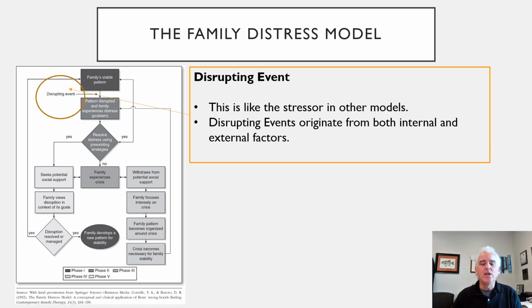So here you see we've got this disrupting event. See where that little circle is on the left there? This is like the stressor in other models. Something happens to interrupt or disrupt the family's normal, predictable pattern. Now, this disrupting event can come from internal factors.